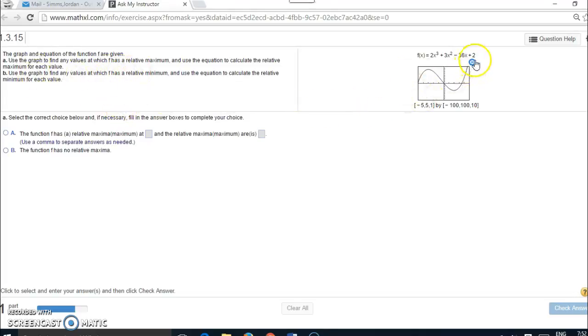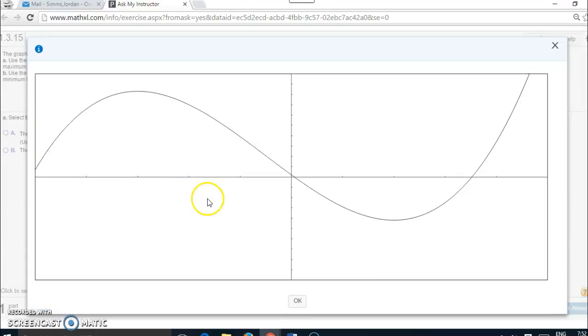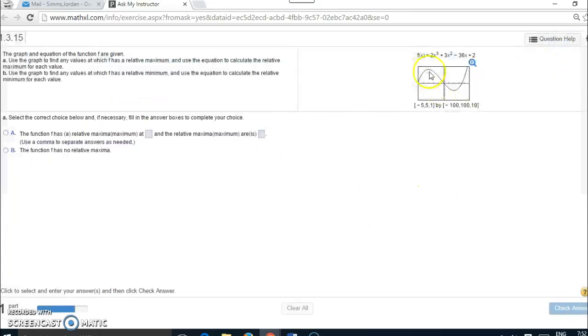So if we blow this up, just so we can have a look at it, here's essentially what's going on. I suspect you're probably pretty good already at figuring out this is the relative maximum right here, and this is the relative minimum. That's great. But what are the x values here? For that, we have to look at this little window right here. This is our zoom in window.